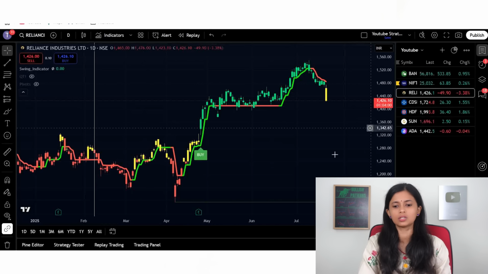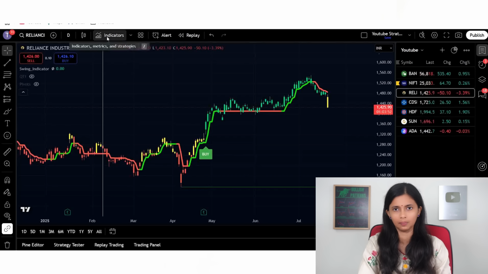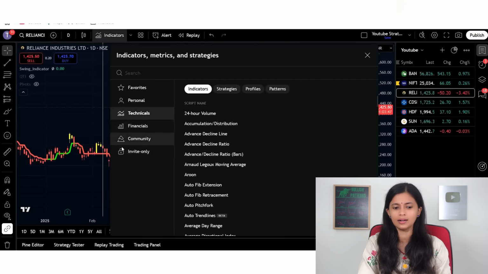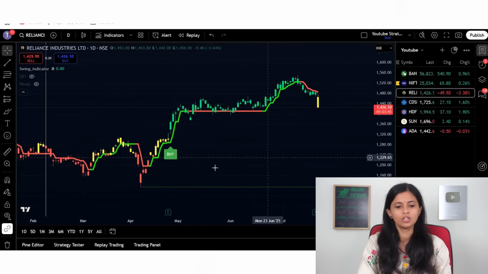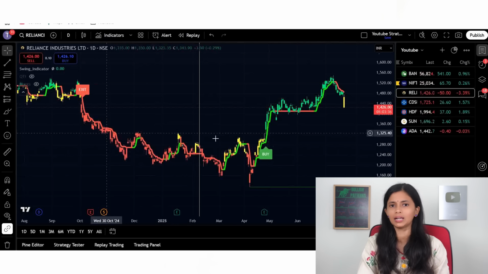See how to use this swing indicator. Once you get access to the swing indicator, it will automatically come under indicators in invite only scripts. If you just click on indicators, under invite only you will receive this indicator. You will have to load this indicator, and when you load it, your chart looks something like this.